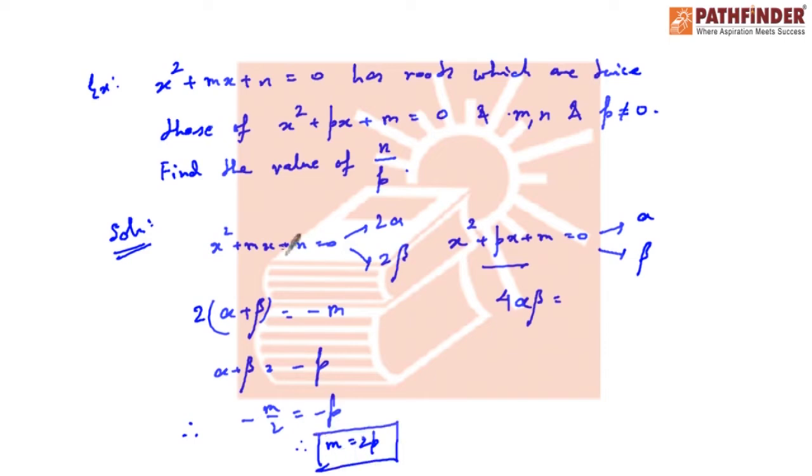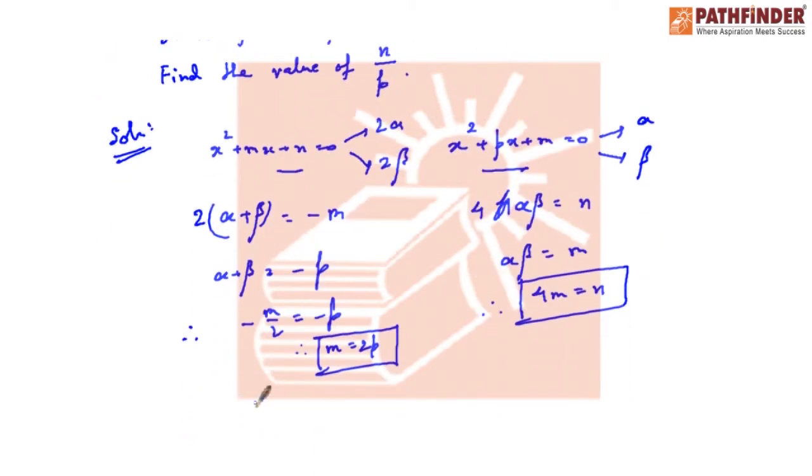Similarly, from this equation alpha beta is n, so when you are multiplying 2 alpha and 2 beta, we get 4 alpha beta, this is n, and of course from the other equation we have alpha beta which is equal to m, and hence we have another result, 4 times m is equal to n. Now quite clearly, dividing, we get 4m by m equal to n by 2p, which means n by p must be equal to 8, and this is the answer to this question.